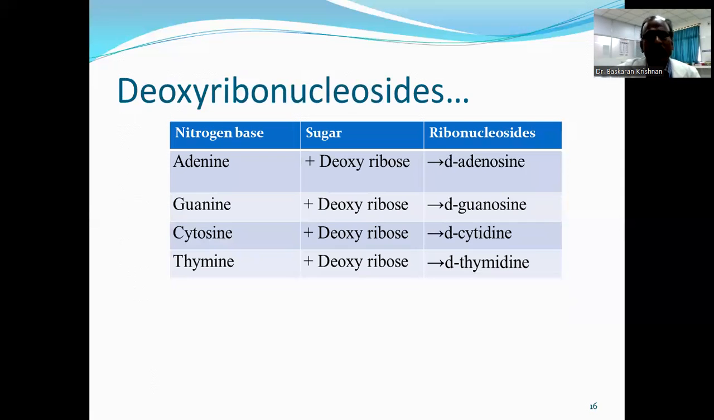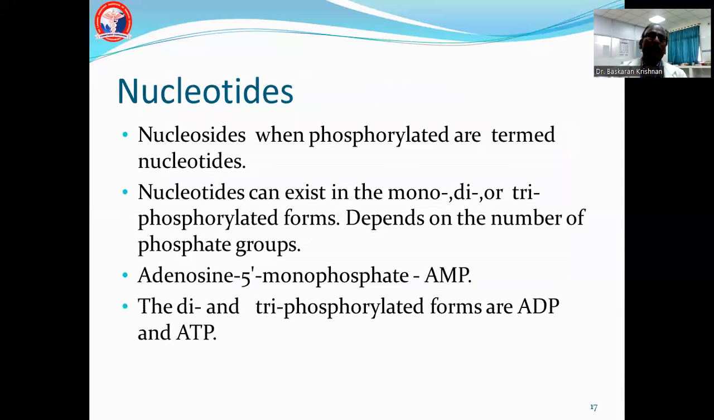Deoxyribonucleosides, the same. Adenine with deoxyribose forms deoxyadenosine. Similarly, guanine becomes deoxyguanosine. Cytosine becomes deoxycytidine. Thymine, usually we say thymidine, but if you want to be specific, you can say deoxythymidine. Nucleotides.